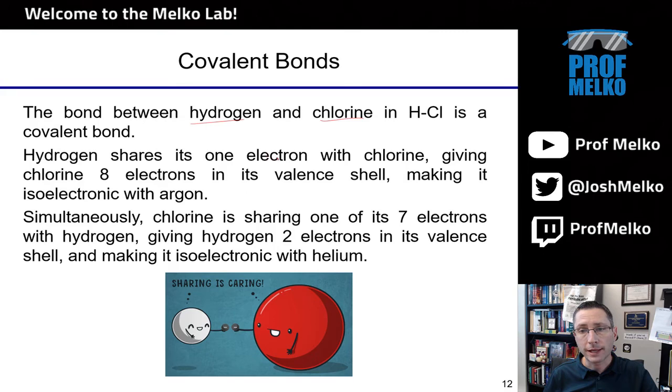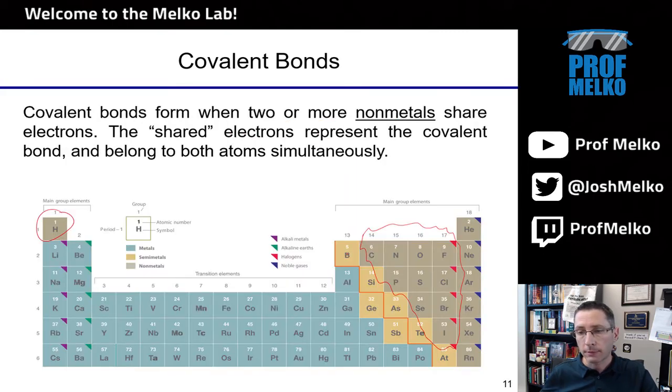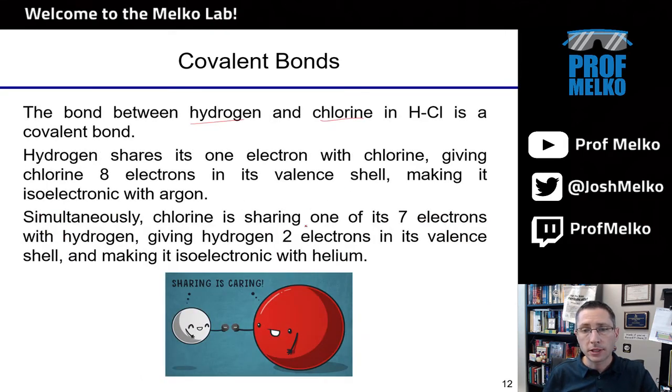Hydrogen shares its 1 electron with chlorine, giving chlorine 8 electrons, right? Remember, chlorine is over here, it has 7 valence electrons, it wants 8, so hydrogen's able to give it that 1 electron, which becomes 8. Likewise, chlorine is sharing one of its 7 electrons with hydrogen, which gives hydrogen 2 electrons.